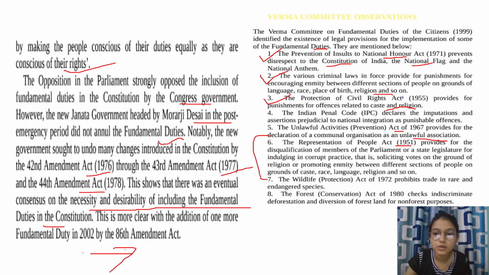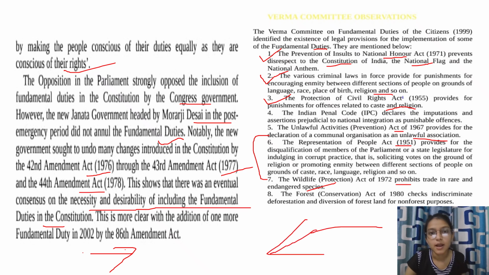The Wildlife Protection Act of 1972 prohibits trade in rare and endangered species. So it says that you cannot trade rare and endangered species which are part of our culture. For example, Assam is famous for the one-horned rhino. If any person is trading that, or keeping that in his house, they will also be punishable. Then we have the Forest Conservation Act 1980, which checks indiscriminate deforestation and the conversion of forest land for non-forest purposes. You can refer to the movie Pushpa, which is famous for deforestation and cutting big trees.